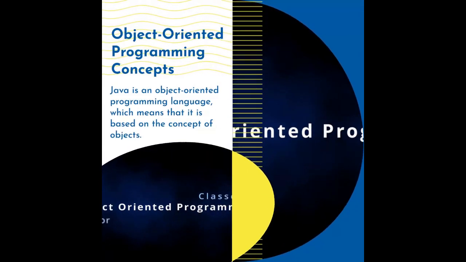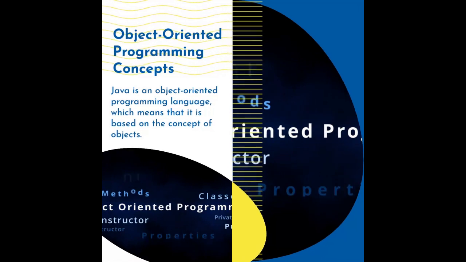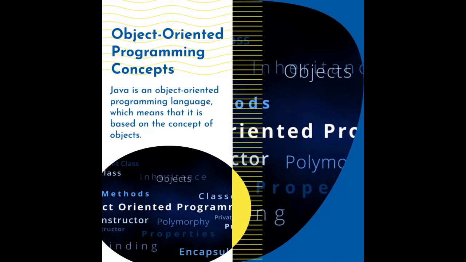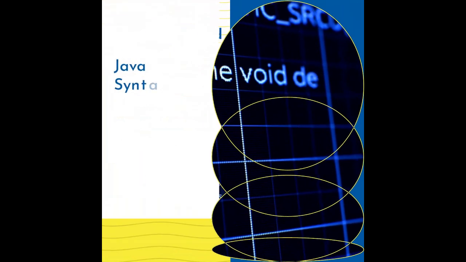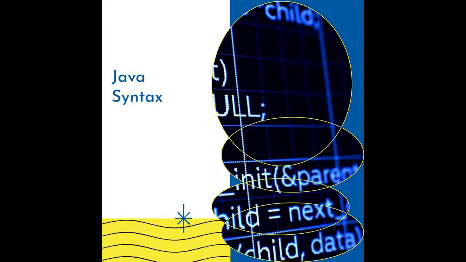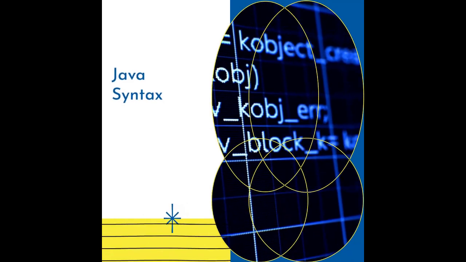In Java, everything is an object. This means that you can create objects that represent real-world entities and manipulate them using Java code. Java syntax is designed to be easy to read and write. This makes it a great language for beginners to learn.